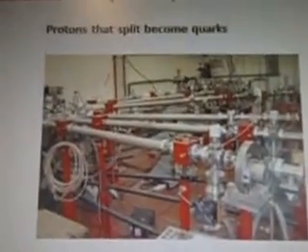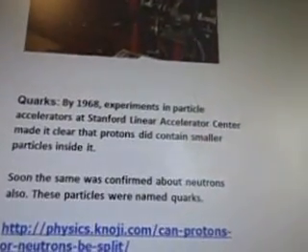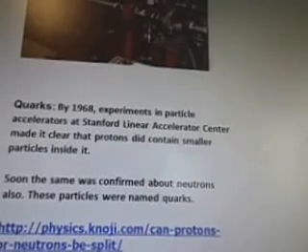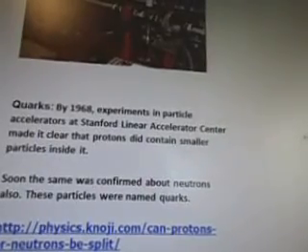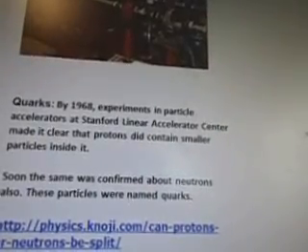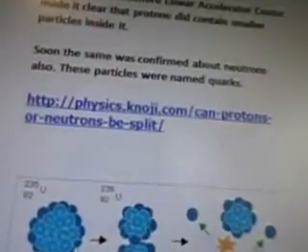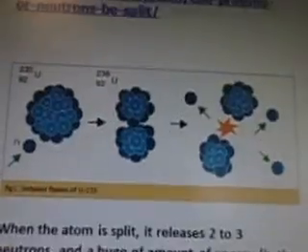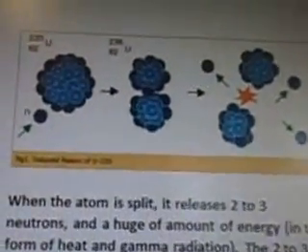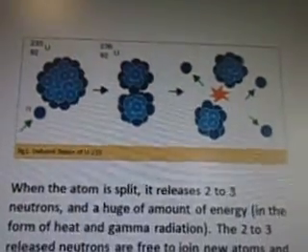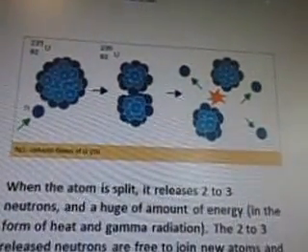And there's an old thing there. Quarks: by 1968, experiments in particle accelerators at Stanford Linear Accelerator Center made it clear the protons did contain smaller particles inside it. Soon the same was confirmed about neutrons. Also, these particles were named quarks. So that's from physics.knoji.com. Okay, and here's a diagram showing an atom that splits from 235U to 236U.